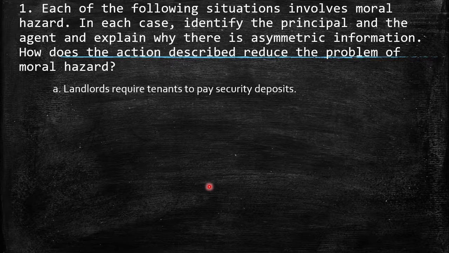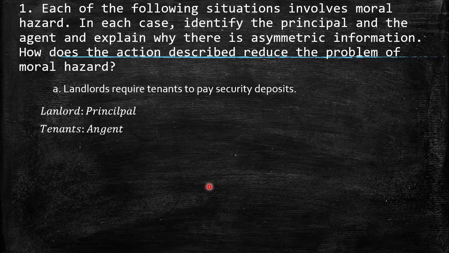So for example, the first case, when landlords require tenants to pay security deposits. So who is the agent and who is the principal? Naturally, the landlord is the principal, and then the tenants should be the agent. Sorry for this misspelling, agent and principal.